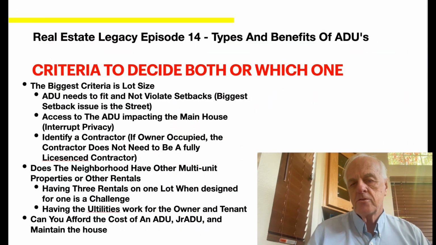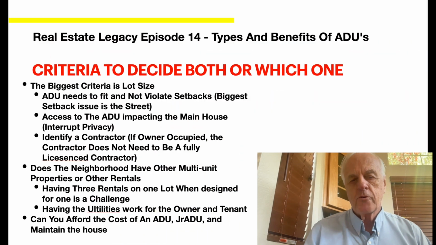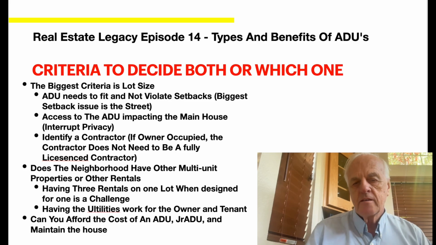Okay, since you can do both, I just wanted to walk you through what the criteria to decide on both and what you should consider. So it comes down to lot size. If the lot is not big enough to put both an ADU and a junior ADU, or you don't have access, if you're not on a corner lot, then that's really the bottleneck. And you can decide that based on when you're doing it.